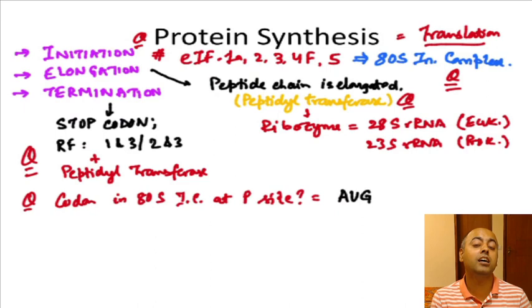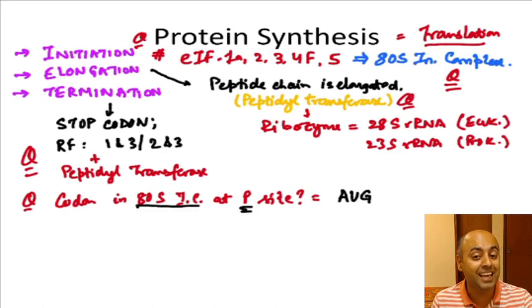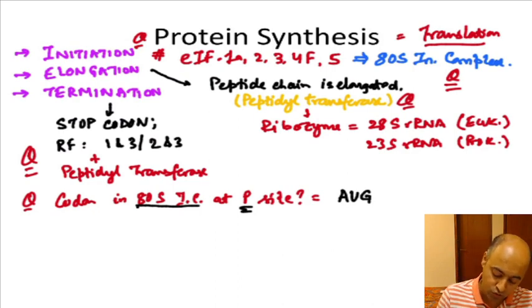AUG, because here the methionine has to get attached, and there's only one codon for methionine in our body, and that is the AUG. So remember, in the ATS initiation complex at P site, always the codon will be AUG. There's no variation. Always, always, always, it is going to be the AUG. Please note this point, that the codon at ATS initiation complex is the AUG.